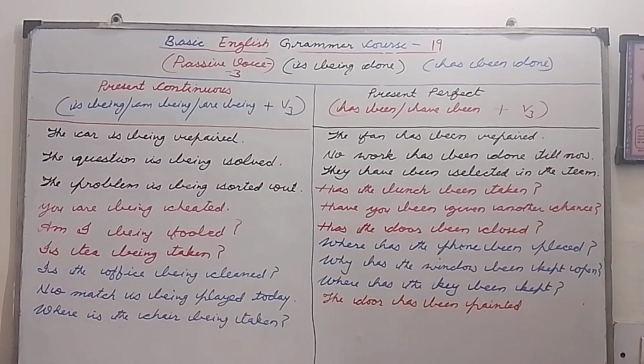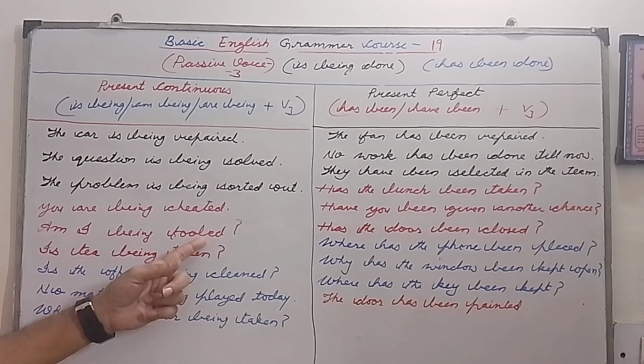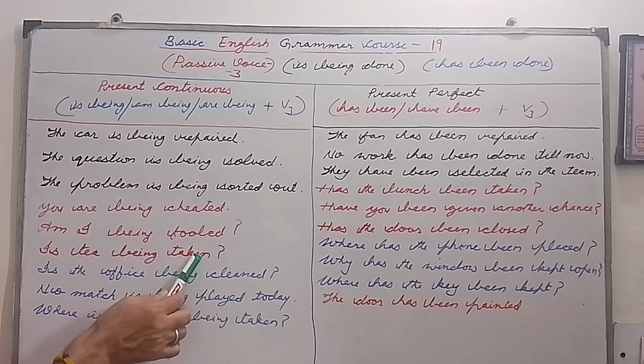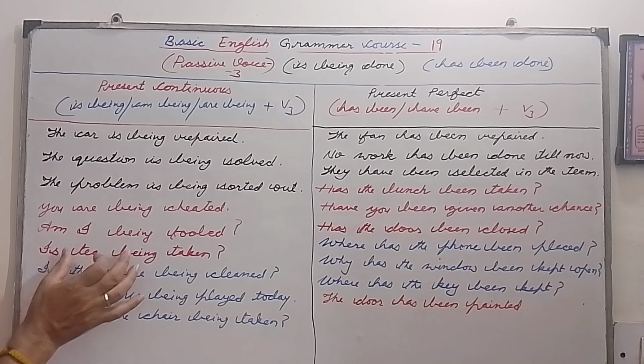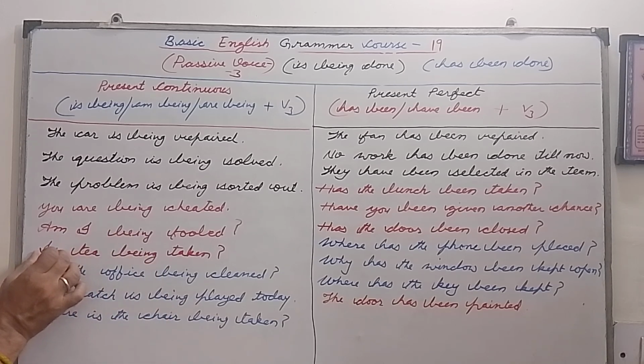So yes-no questions, you know very well, start with a helping verb. So, am I being fooled? Is tea being taken? Again, this is a yes-no question. So tea is the subject, so obviously we will use the helping verb is, being taken. So my dear students, one thing you must remember here: with being, a subject will be kept between is and being. Is and being together will not come.